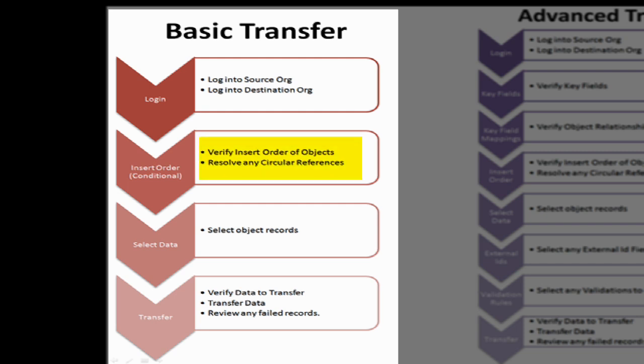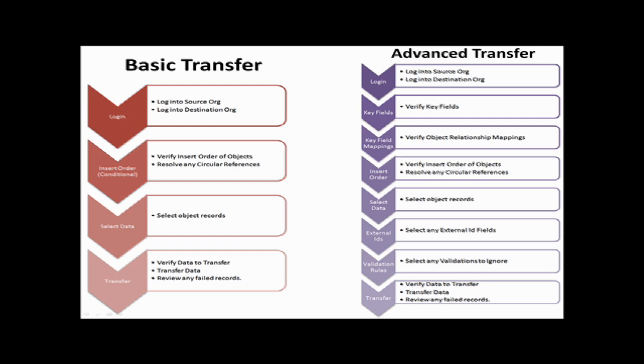The first step is resolving any circular references between objects. We'll cover this in more detail a little bit later on. The next step is to select the data you want to transfer. The final step is to click the Start Transfer button. After the transfer is completed, you can review any records which did not get copied over and optionally revise these records and try the transfer again.